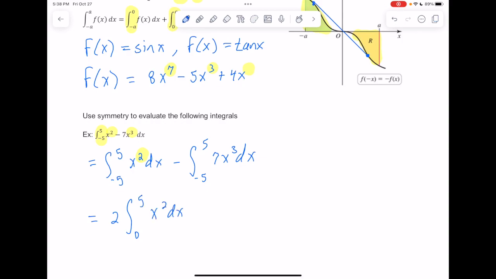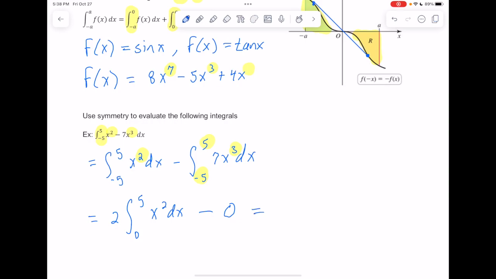And again, that'll just be a little bit easier to evaluate than going from -5 to 5. But the really big thing is this next one is odd, and we have the symmetric bounds. And so the answer to that piece is just 0. So that's great. Now that's a part we don't have to really work with at all.